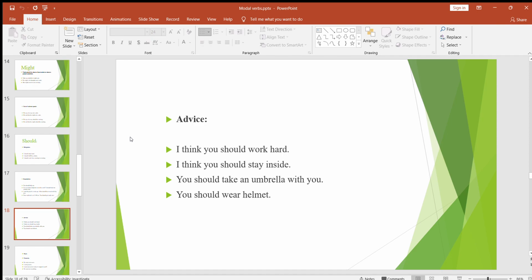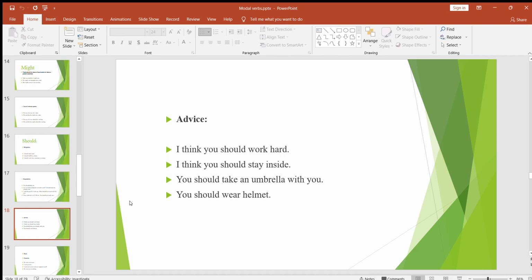Next, for advice, you can also use should. We learned that for advice you can use can, you can use could. You can also use should for giving advice to someone. For example, here: I think you should work hard. I think you should stay inside. You should take an umbrella with you. You should wear a helmet. So here you're giving advice by using should to someone.